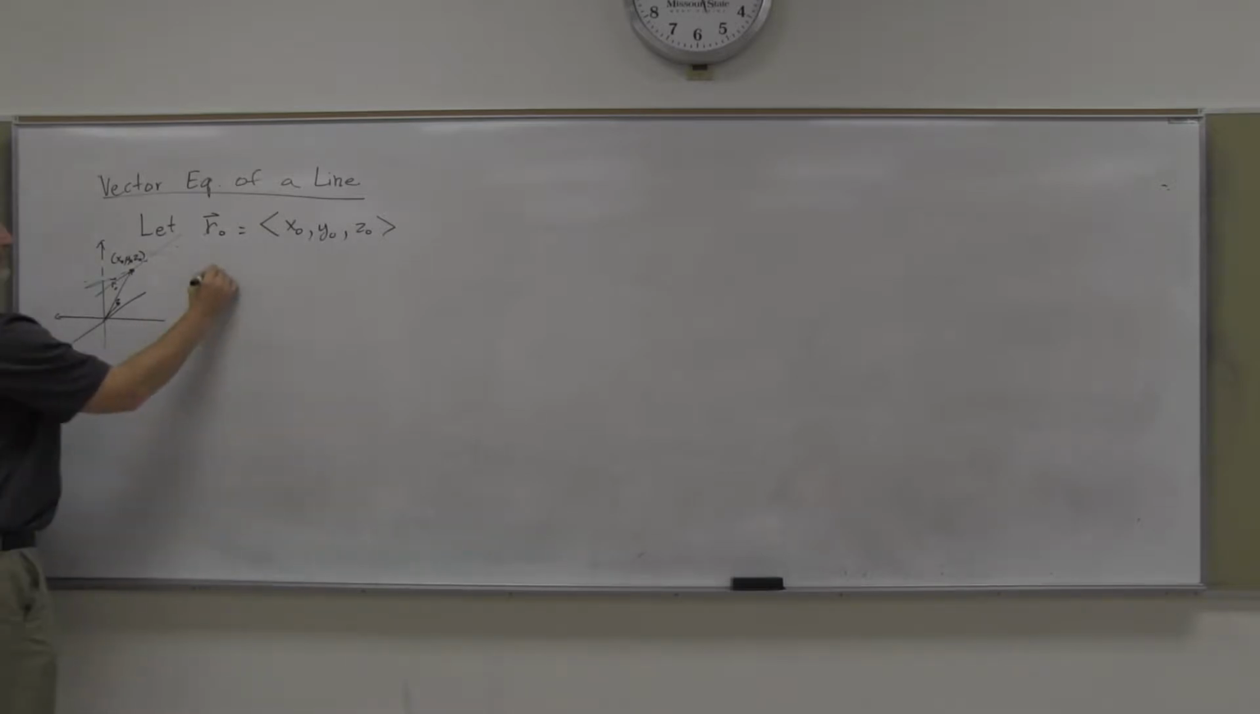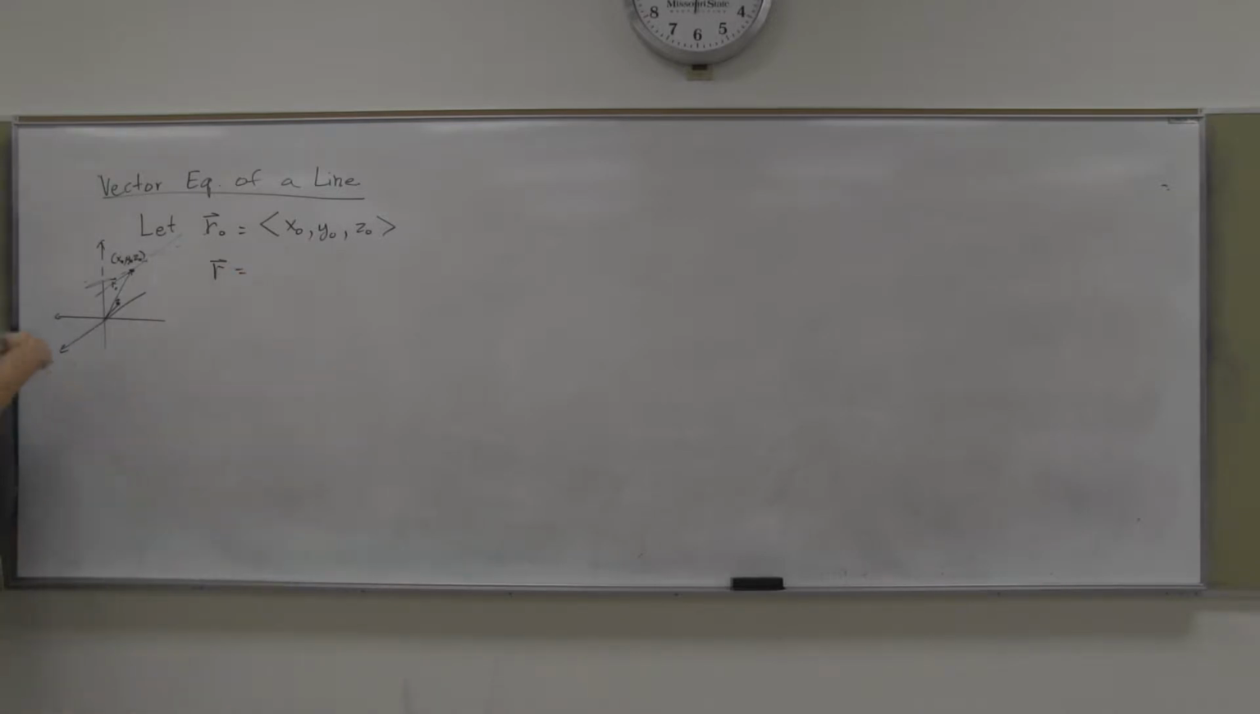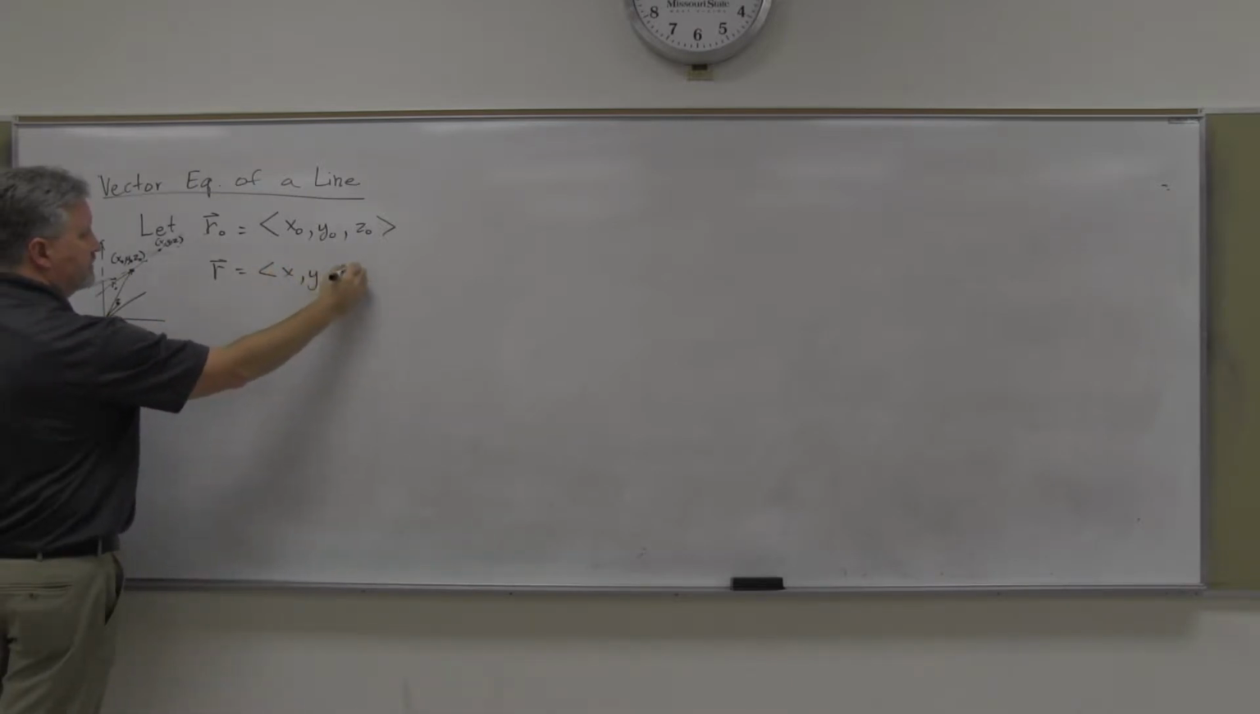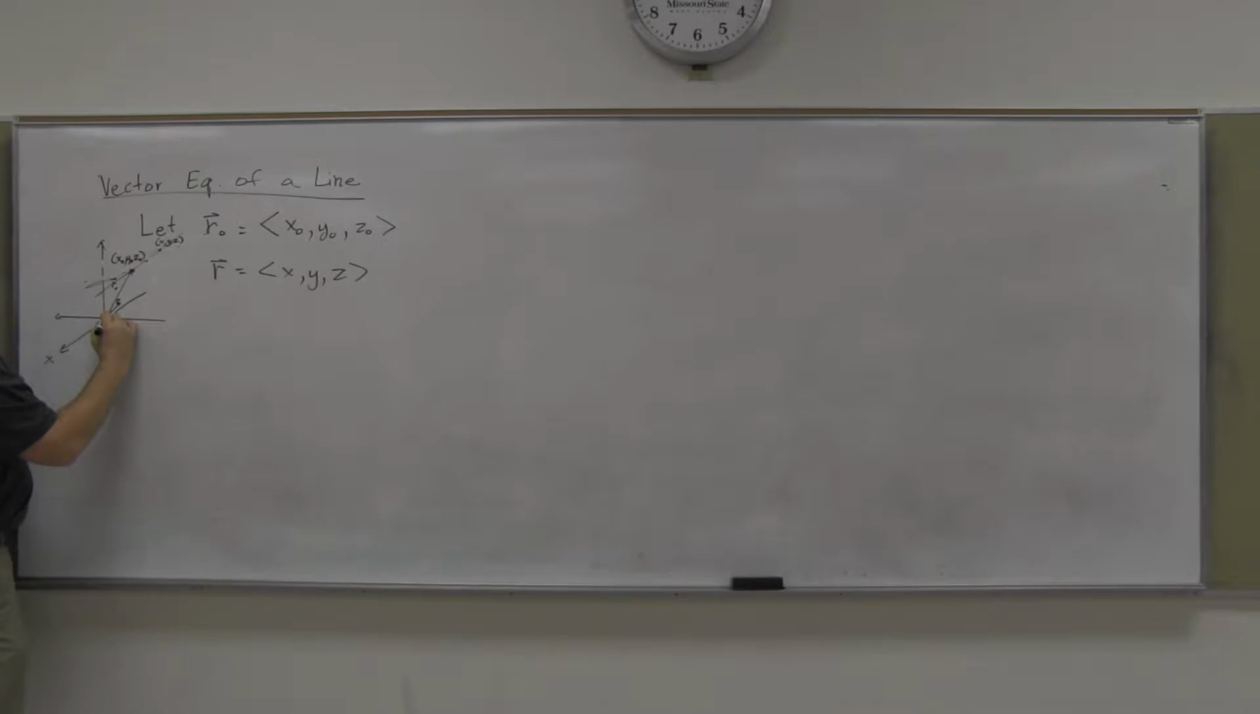R, on the other hand, just vector R, that's going to be the vector out to this arbitrary point on the line, call it X, Y, Z. R is that vector from the origin to that point. So that's vector R. Okay?